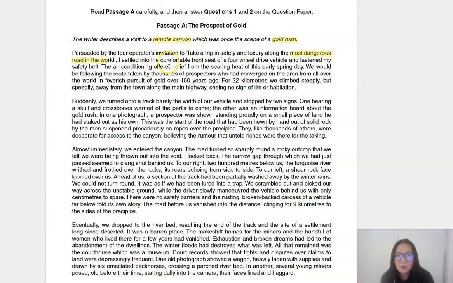I settled into the comfortable front seat of my 4-wheel drive vehicle and I fastened my safety belt. The air conditioning offered relief from the searing heat of this early spring day.